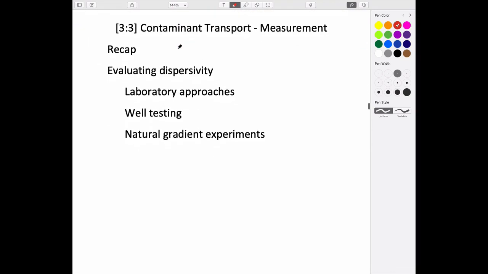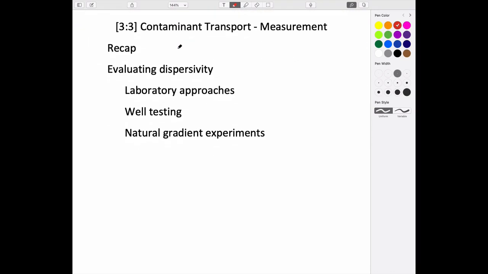We've been talking about contaminant transport exclusively. I was going to say predominantly, but exclusively. But most importantly, what we've been talking about is what we'll refer to as conservative transport. Not in a political sense.